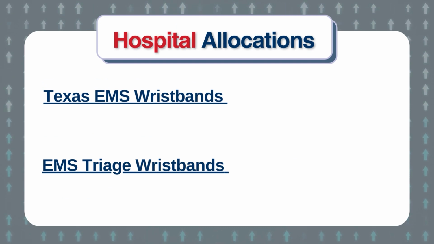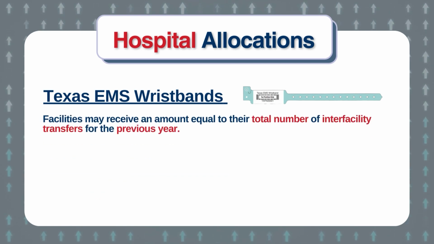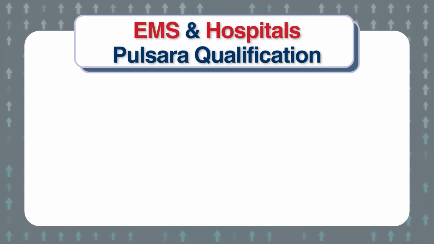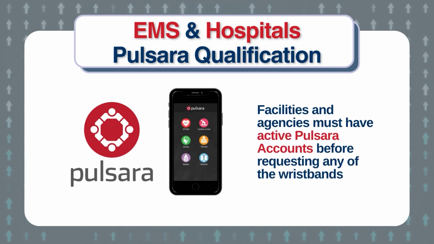Next, we'll cover hospital providers and their available options. During the request process, only the Texas EMS wristbands will be available for facilities to obtain, not the EMS triage wristbands. For the Texas EMS wristbands, facilities may receive an amount equal to their total number of interfacility transfers for the previous year. This information must be provided by hospital staff within the request portal for record and review. Additionally, both EMS and hospital providers will be expected to provide their active Pulsara account information, as this is a requirement for the Wristband Project for MCI patient tracking.